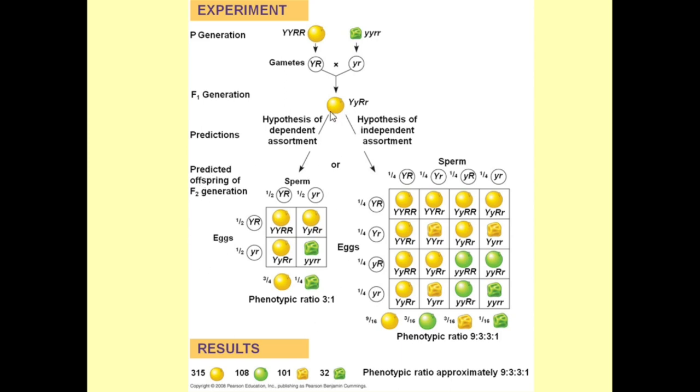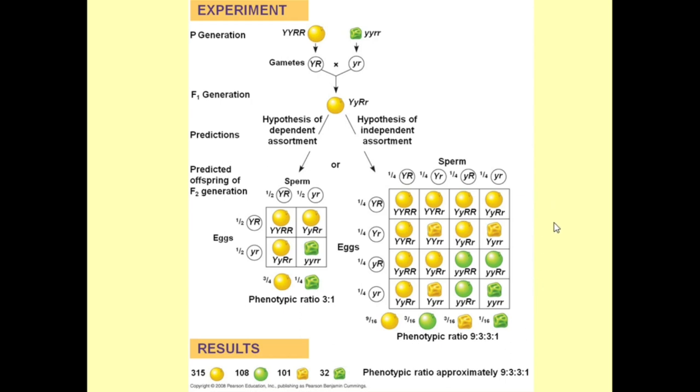Okay, so when Mendel crossed his true breeding yellow round with true breeding green wrinkled to get his F1 generation, heterozygous for pea shape and pea color, he crossed his F1 heterozygotes. If those two different characters were stuck together, shape and color, this would be what he would expect to get, 3 to 1, but he didn't. This, on the right-hand side, is what he actually got.